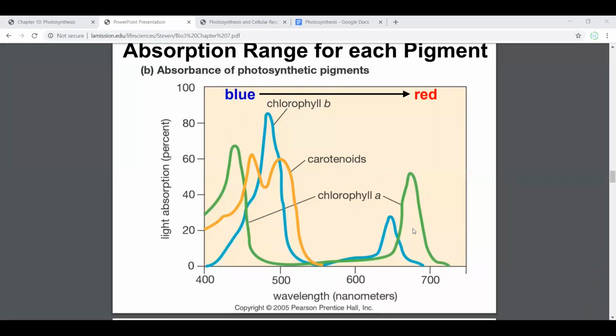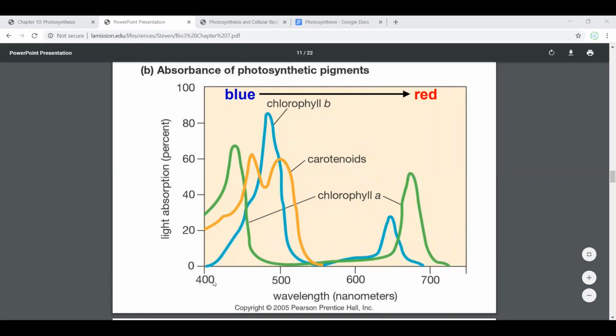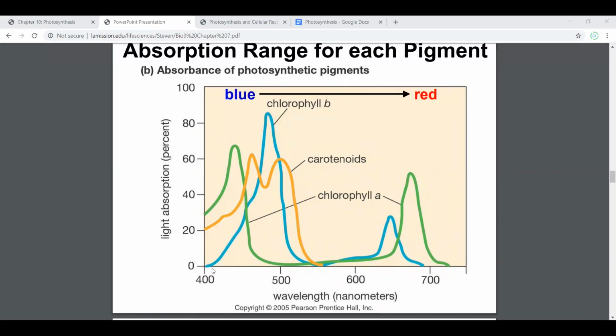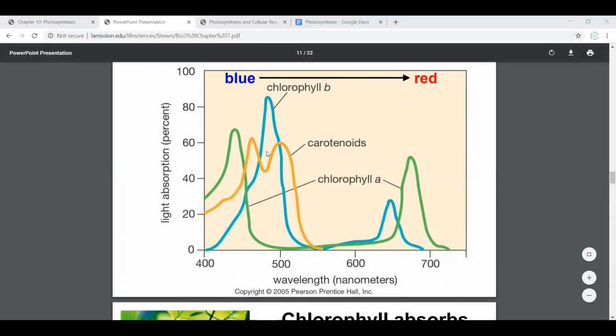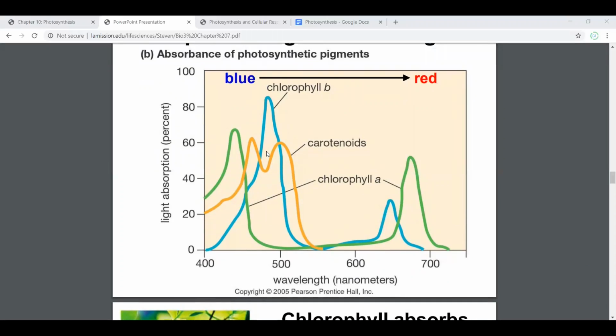Chlorophyll B is very similar. It's kind of a bluish green. As you can see here, this is where blue light is. It's present down here. As you can see, it's not absorbing any blue light, and it's also not absorbing any green light. It pretty much mainly absorbs just yellow light. And then the final one are the carotenoids. Carotenoids are colored orange, and they only absorb blue light and a little bit of green light.